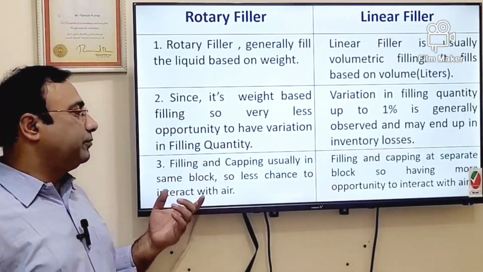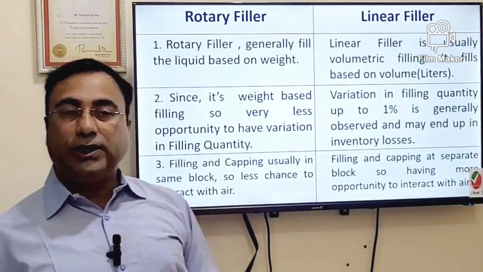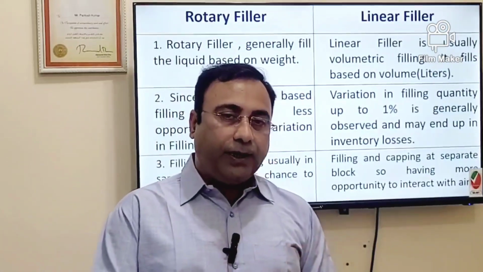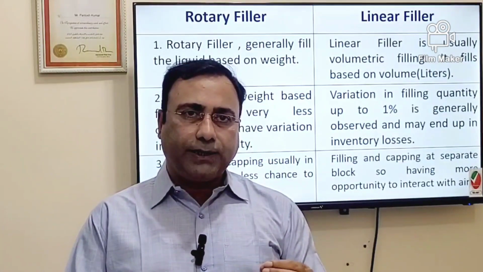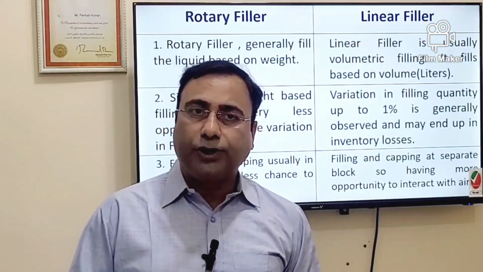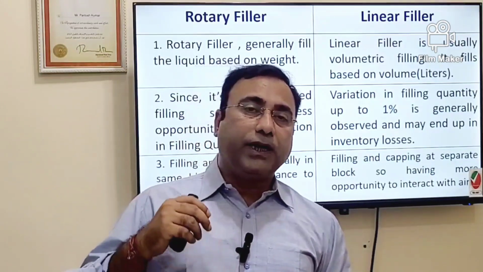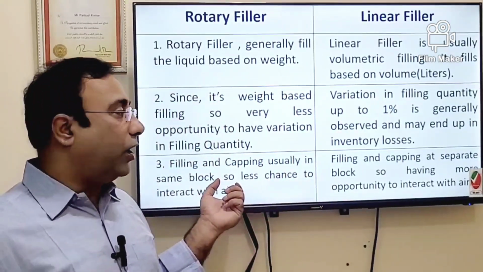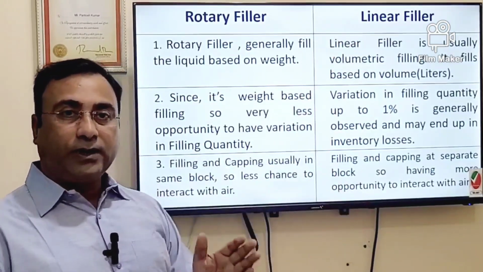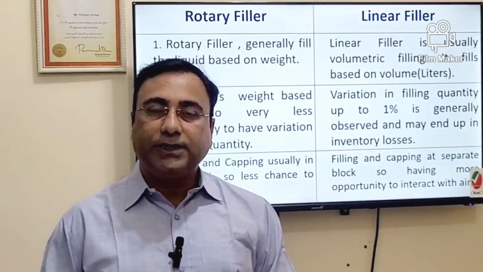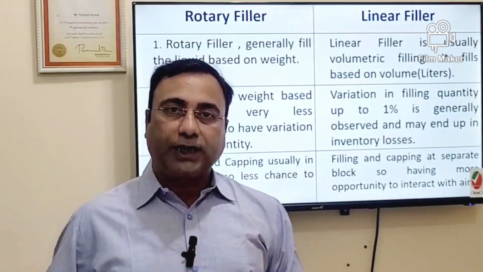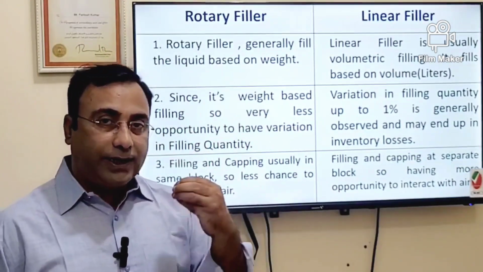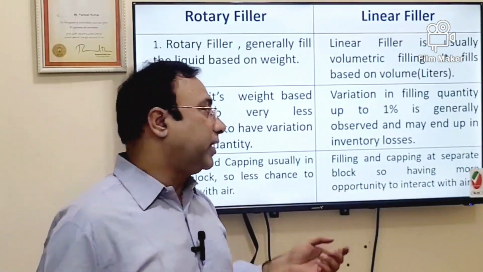Then the third difference is filling and capping. Usually, if you are using the rotary filler, you will see the filler and capper in the same block, and there are fewer chances of the filled bottle interacting with the air. There are fewer chances to react with the air, and that saves the quality of the oil. But in the linear filler, there is a distance between the filler and capper, and the bottles are conveyed through the conveyor. So there may be chances that the oil reacts with the air or gets oxidized.